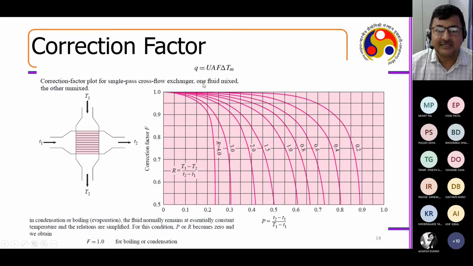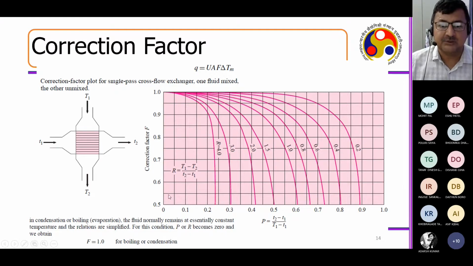Correction factor F is plotted with respect to P, for different values of R, where R is defined in terms of the temperature differences. These correction factors basically show how much you are deviating. Suppose there is a fluid at small t1 temperature coming in and small t2 temperature going out, whereas another fluid has capital T1 coming in and capital T2 going out, correct?